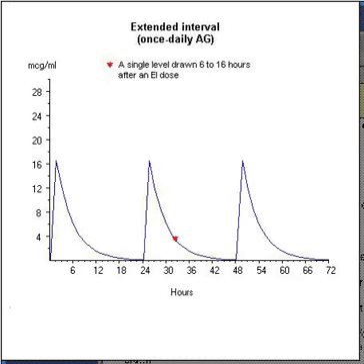And finally, for aminoglycosides, you can do the extended interval, or once daily, or pulse dosing, or Hartford nomogram. This is simply a random level drawn 6 to 16 hours after the dose. You then compare that level with a nomogram and adjust the dose based on that.